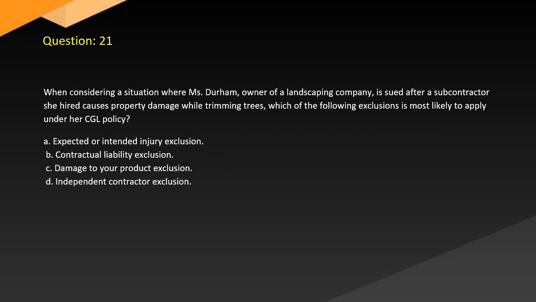Question 21. Consider a situation where Iris Durham, owner of a landscaping company, is sued after a subcontractor she hired causes property damage while trimming trees. Which of the following exclusions is most likely to apply under her CGL policy? A. Expected or intended injury exclusion. B. Contractual liability exclusion. C. Damage to your product exclusion. D. Independent contractor exclusion.